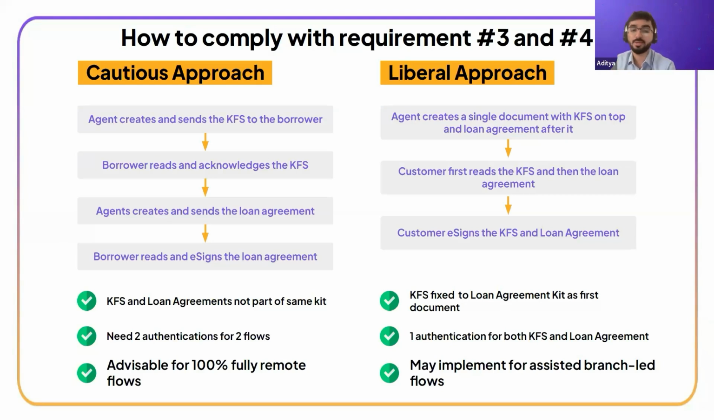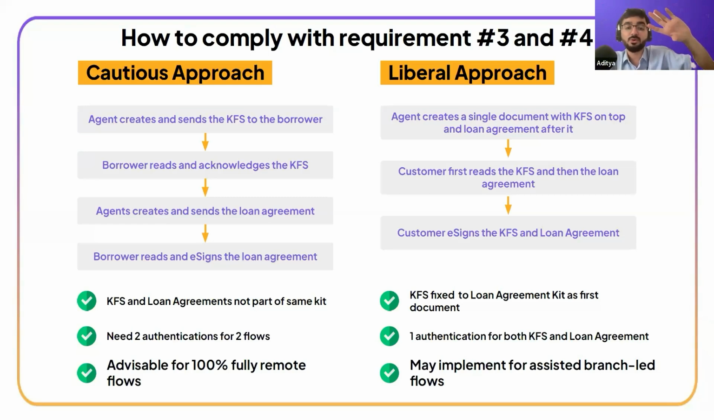There's absolutely no ambiguity there. The other way is the liberal approach, right? In this approach, you simply make the KFS the first document in a consolidated loan kit. So have the KFS on top. Here, the borrower has the opportunity to read and review the KFS before executing the loan agreement.